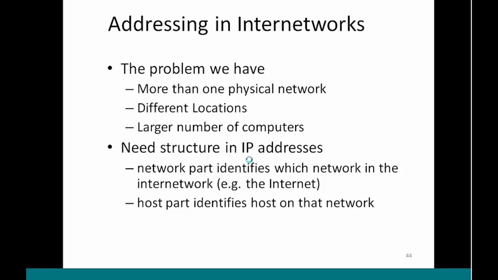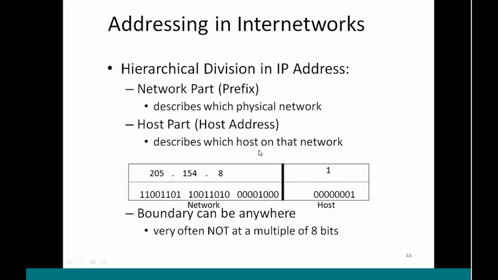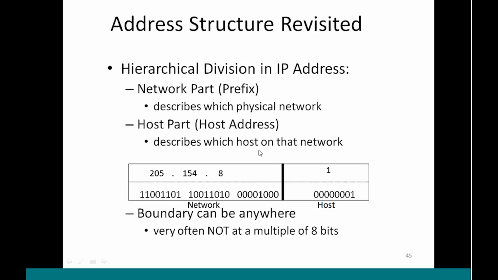So every network has an address. That's what the first part is, and then the second part is, okay, in this network, where does this host fit in? So now we talked about the 32-bit. Now how do we divide this into a hierarchical IP address, a hierarchical division? The network part defines the physical network that it belongs to, and then the host part identifies which host is connected to that network.